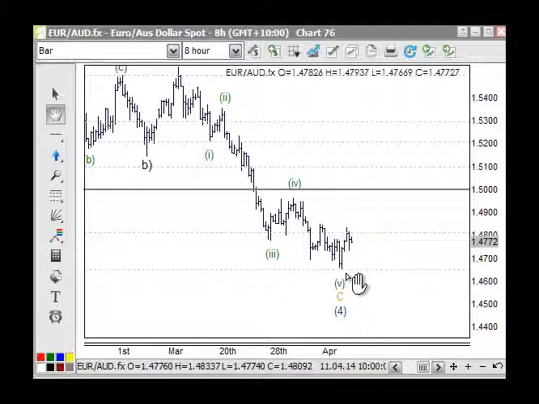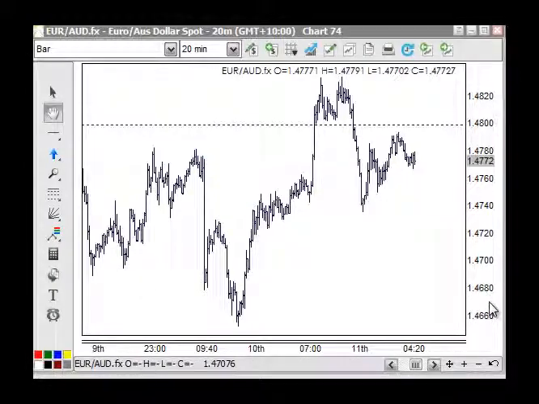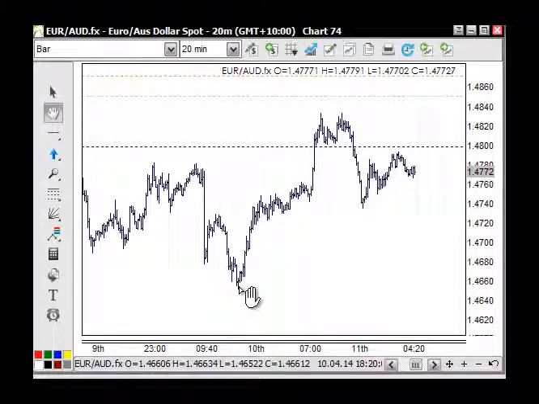But the problem with this is that this move up through here is in 3 waves, not 5 waves. So when we have a closer look at that here on the 20-minute chart, you can see that there's 5 waves in here. There's a third wave in the middle here. So we've got like an A and a B, and then we've got a C, another move up through here. So it's more like it's in 3 waves up here.